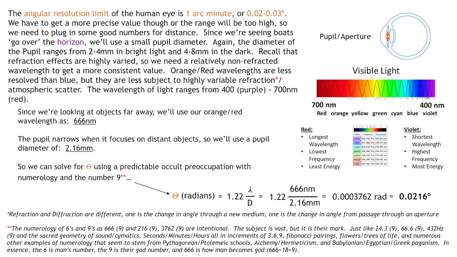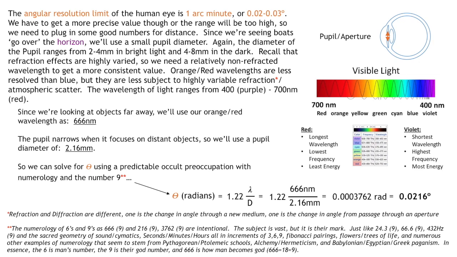So again, I chose these numbers on purpose. The numerologies of 6s and 9s as 666, which adds up to 9, and 2.216, which also adds up to 9, and 3762, which also adds up to 9, are on purpose, very intentional. The subject is vast, but it is their mark. Just like 24.3 degrees is 9, 66.6 degrees is 9, 432 hertz is 9, the sacred geometry of sound and cymatics.